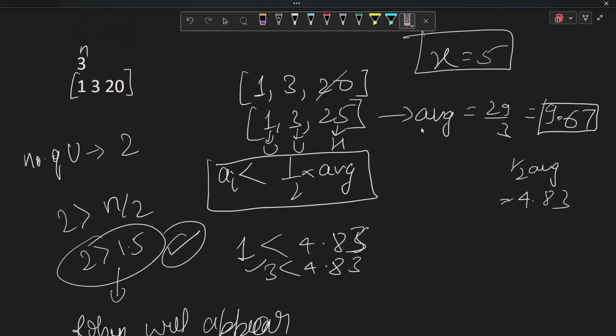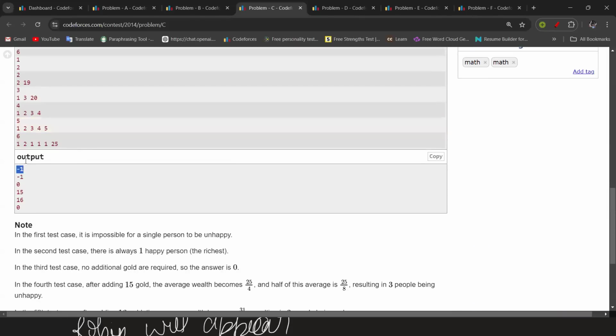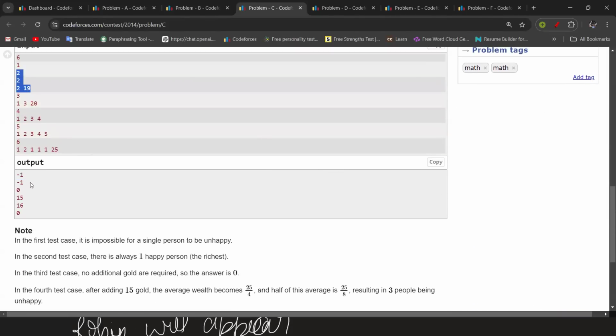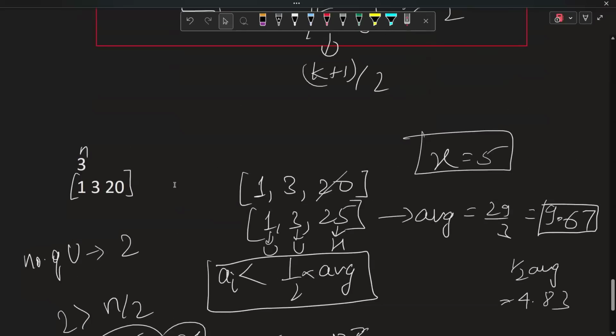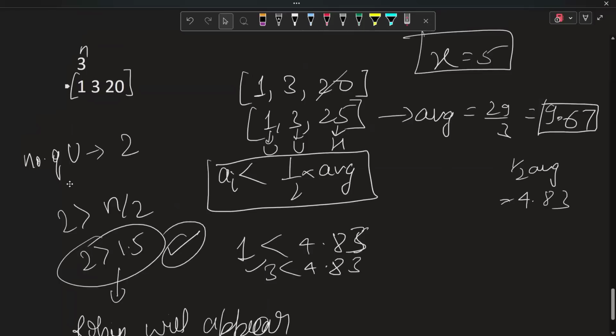For the third test case, the answer was 0. So 0 was the minimum value you need to put. Even if you take x equal to 0, Robin Hood would appear in this case. You can analyze any other test case also. I hope the problem statement is clear so that you can see what we need to do. Now, how can we do this?